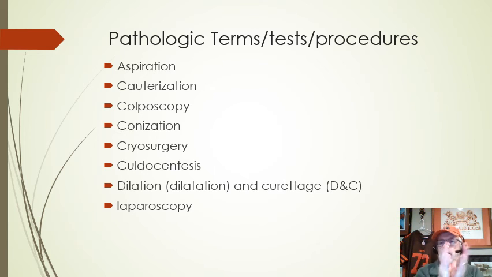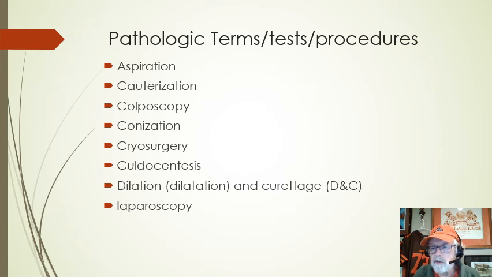Culdocentesis, that's the cul-de-sac between the rectum and the uterus. If they think there's pus in there or blood, they could move the cervix out of the way, stick a needle back in there, and suck out the whatever fluids are inside that cul-de-sac, just to see what it is, and that's called a culdocentesis.